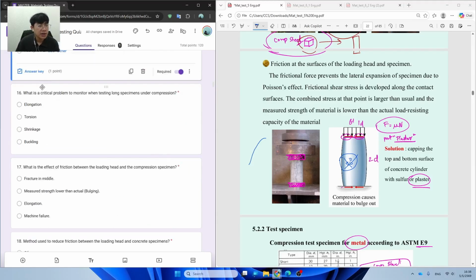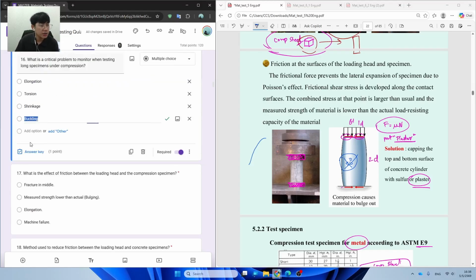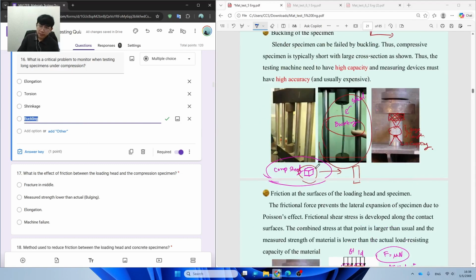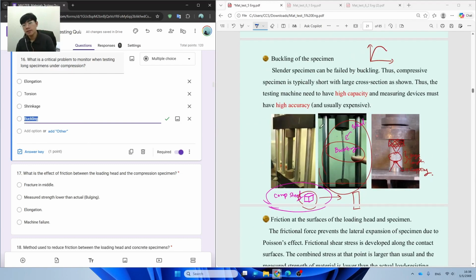For question number 16, a critical problem to monitor when testing a long specimen, we discussed already, just only the buckling. Okay. For example, like the steel over here. The height of the steel is lower than the largest one. It's going to be really hard to make it bend as a normal sample of the steel. So the critical problem to monitor during the testing, the only thing that you need to consider from question 16, is the buckling.